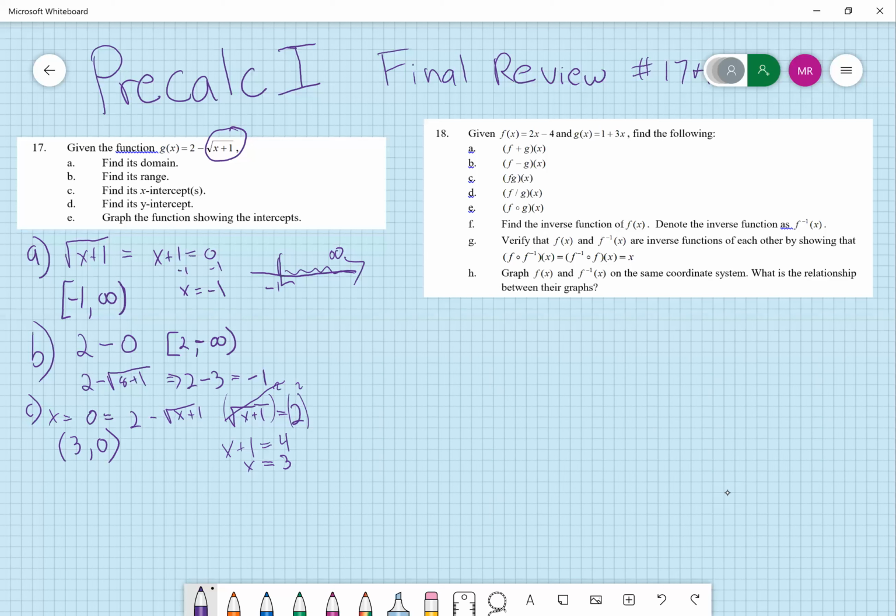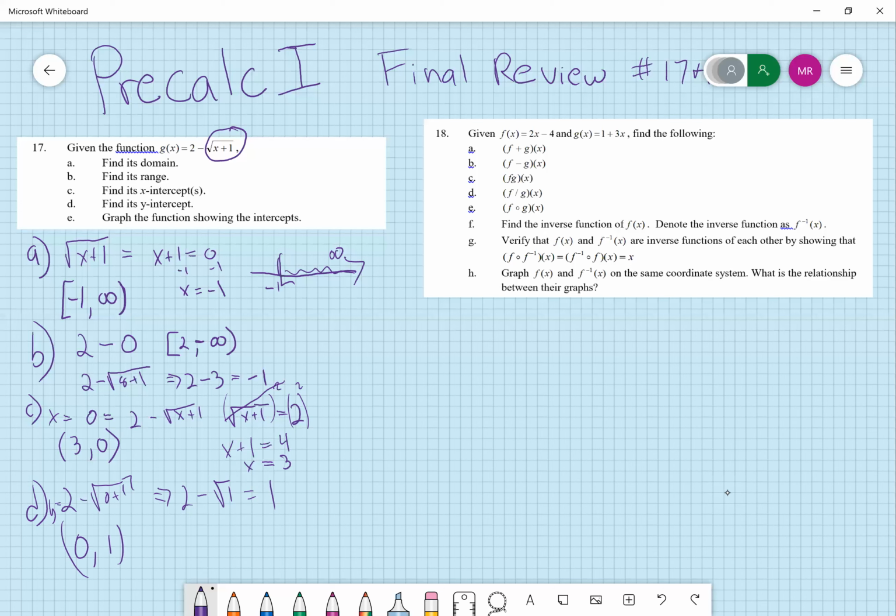Now we're going to do our y-intercept. For that, we just put 0 in for x. So we've got y equals 2 minus the square root of 0 plus 1. Now, 0 plus 1 is 1, so we've got 2 minus the square root of 1, or 2 minus 1, meaning 1. So we know that it's going to hit the y-axis at 0, 1. Now we have to graph this. How do we do that?